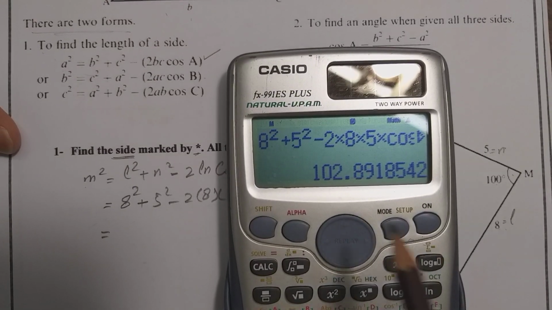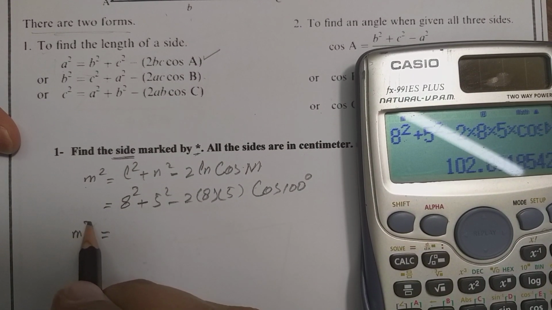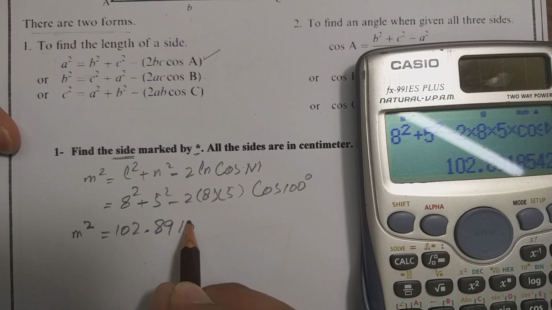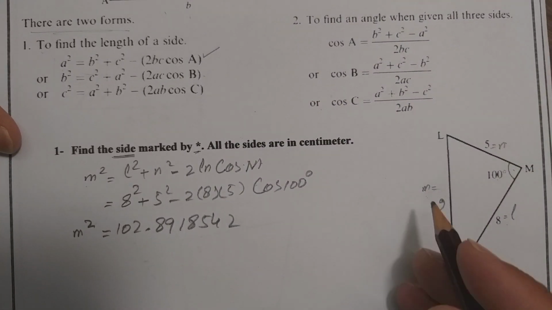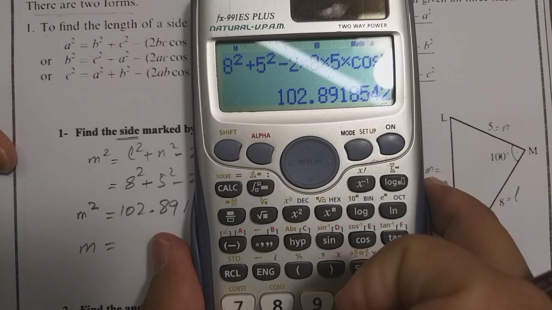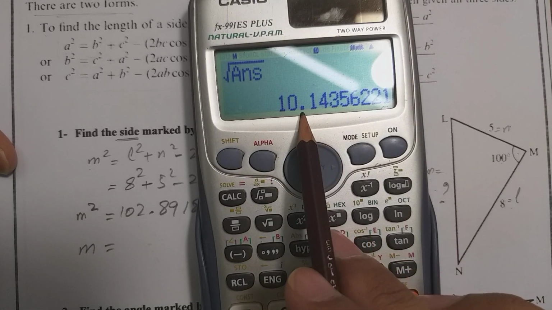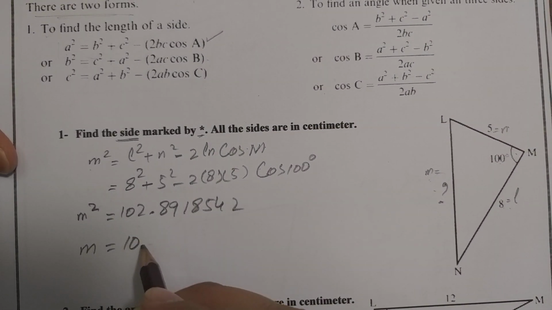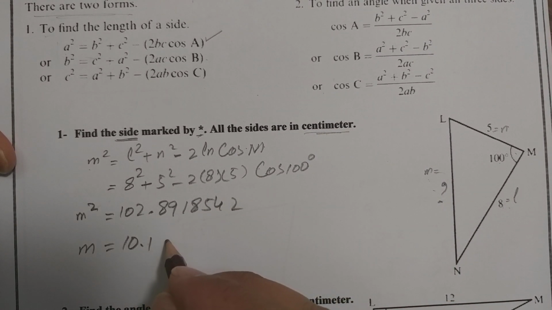So it becomes 102.89, so this is m square. 102.89185542. So take a square root, because we need to find the side length, not the square. After taking the square root, you find the answer 10.14. I'm writing 3 significant figures, so 10.1, because after 1 there is 4, and all the units are in centimeter, so this is 10.1 centimeter.